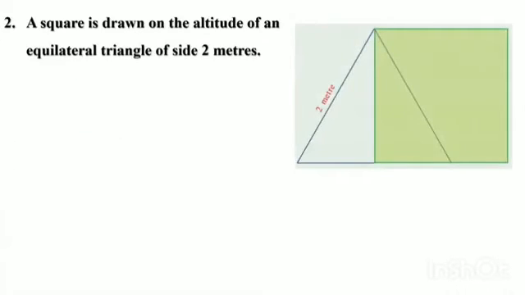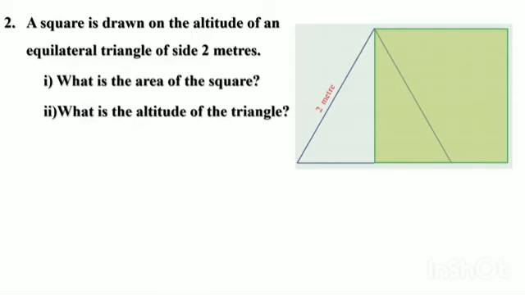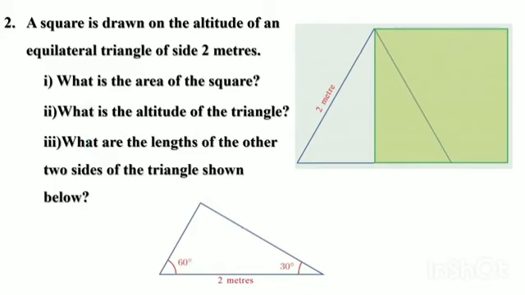A square is drawn on the altitude of an equilateral triangle of side 2 meters. What is the area of the square? What is the altitude of the triangle? What are the lengths of the other two sides of the triangle shown below?